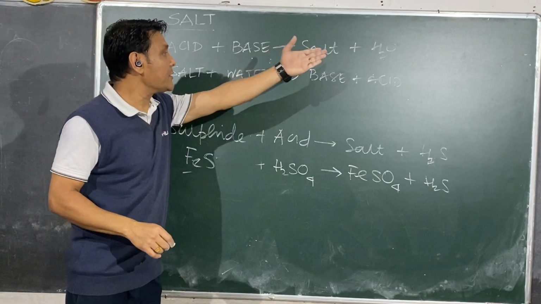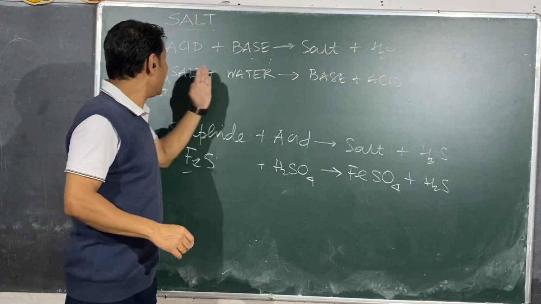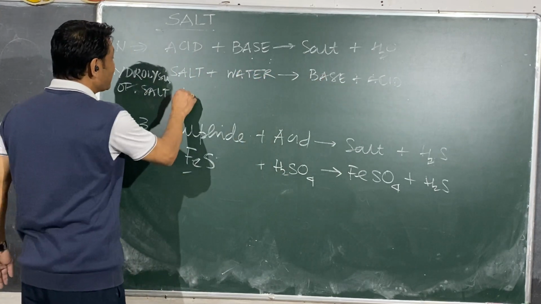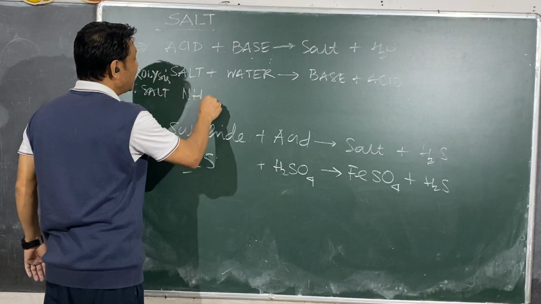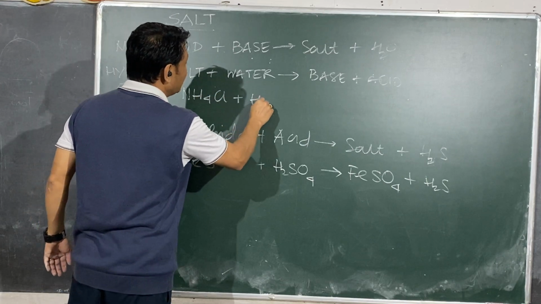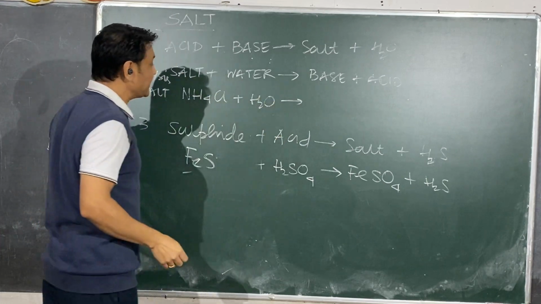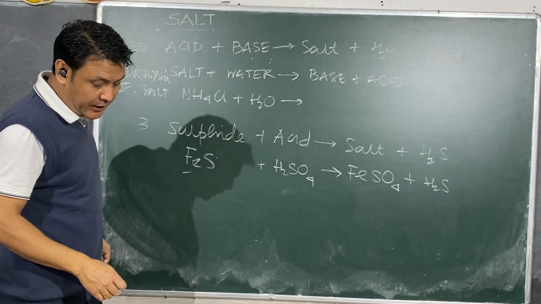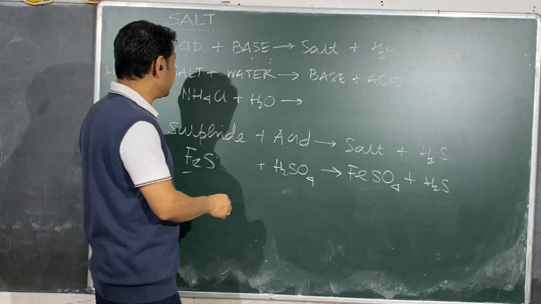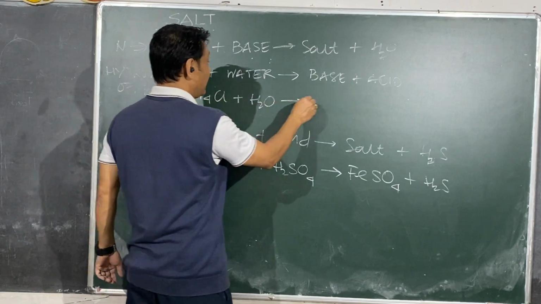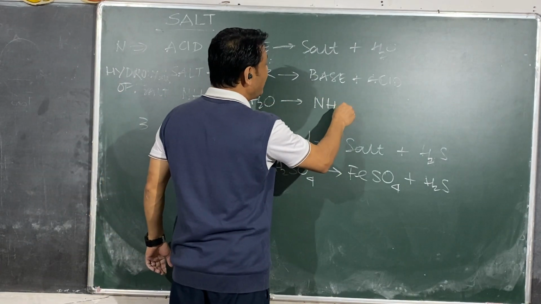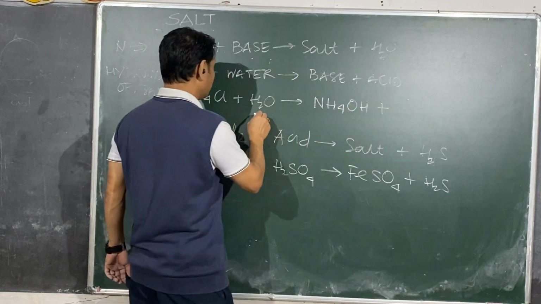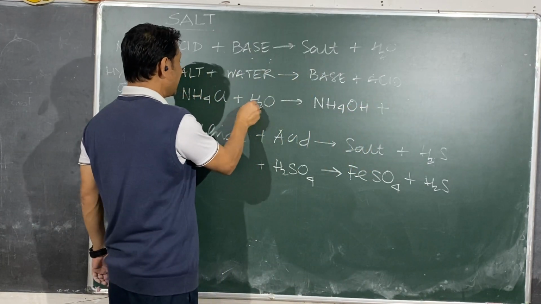Acid and a base give salt plus water. Salt and water produce a base and an acid. For example, NH4Cl, I'll give you just one example. NH4Cl plus water. What do you get? Base, ammonium hydroxide, and HCl. Ammonium hydroxide is a very weak base, and the acid is HCl.